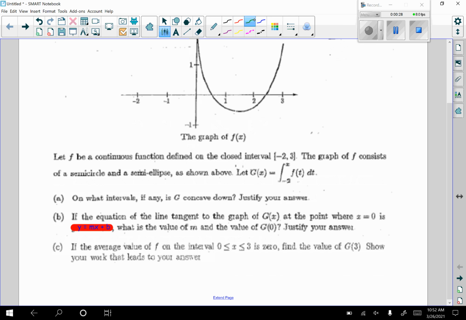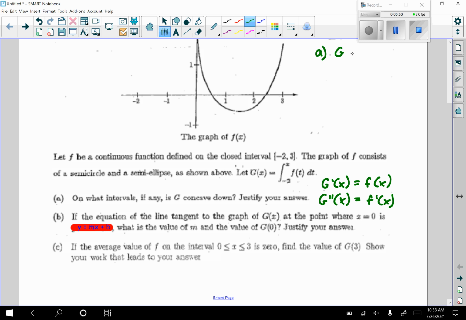So question A, on what intervals, if any, is g concave down? Justify your answers. So we definitely want to make a point that g prime of x is equal to f of x. Then also that g double prime of x would equal f prime of x. So I'm going to answer part A up here. A lot of times we're going to restate these in our explanation.